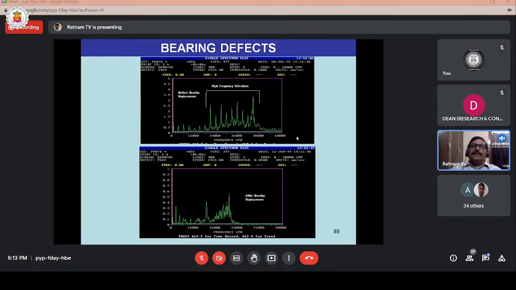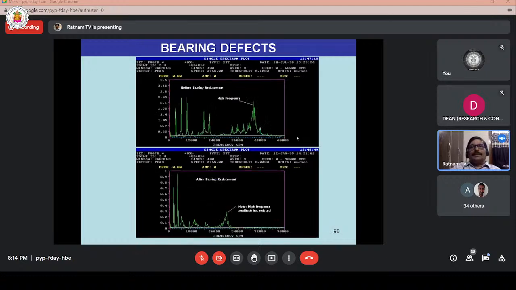Before replacement of the bearing, this high frequency vibration is seen in the upper graph. After replacement of the bearing, those multiple harmonics and other components have disappeared. The amplitude is around 3.5 to 4 millimeters per second, whereas in this case it is 0.4 to 0.5. So by seeing this spectrum, we can identify bearing problems in any machinery.